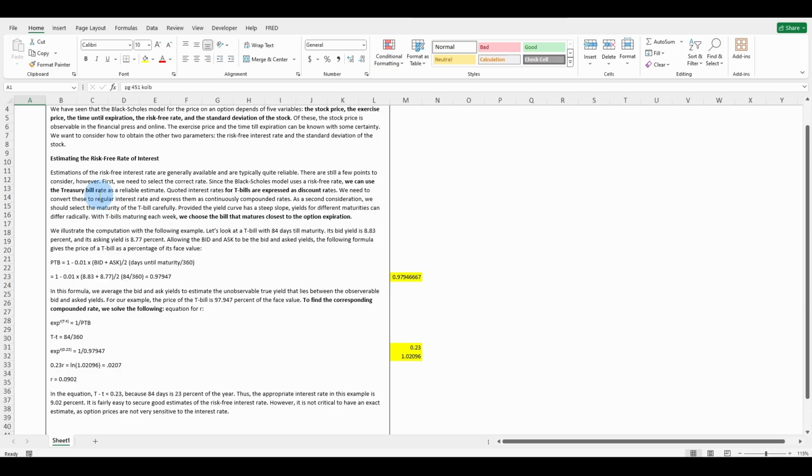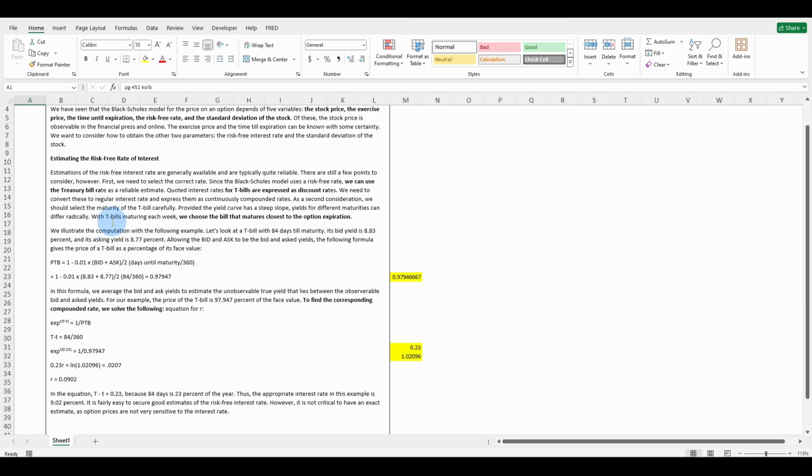Quoted interest rates for T-bills are expressed as discount rates. We need to convert these to regular interest rates and express them as continuously compounded rates. As a second consideration, we should select the maturity of the T-bill carefully. Provided the yield curve has a steep slope, yields for different maturities can differ radically. With T-bills maturing each week, we choose the bill that matures closest to the option's expiration.